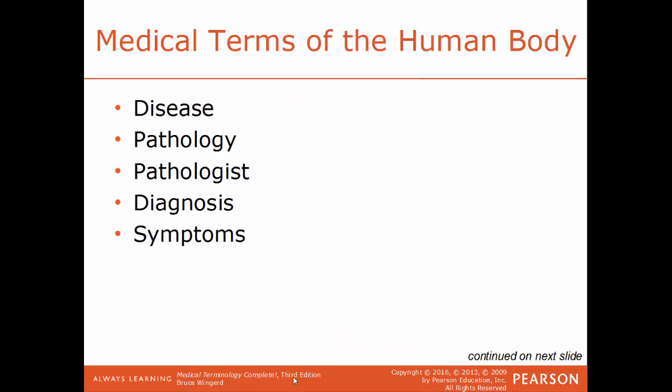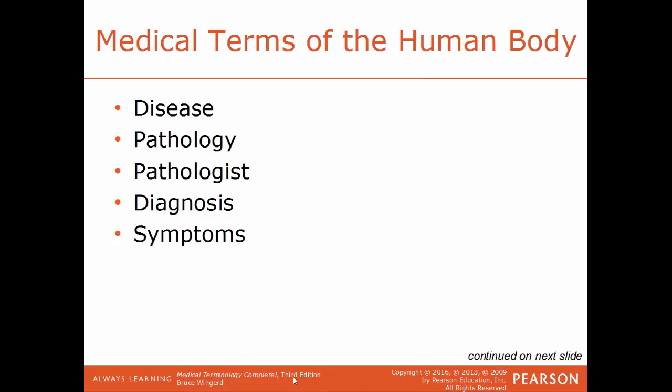Alright, now we'll go over some basic medical terms of the human body. The first one, disease. This is a condition where the body isn't working normally. This could be anything from something very, very minor to something very serious. Pathology is the study of disease. Patho means disease, and logi means the study of, so the study of disease. A pathologist is a person that studies disease.